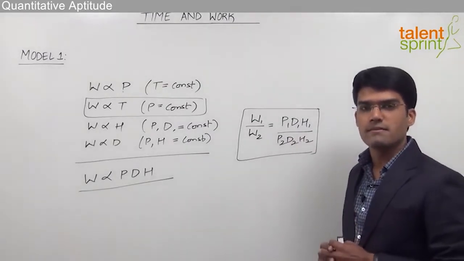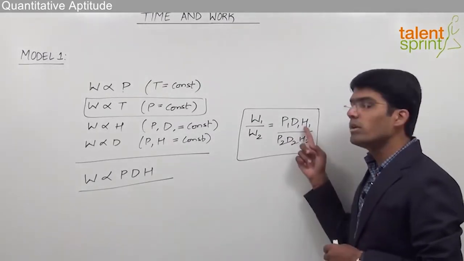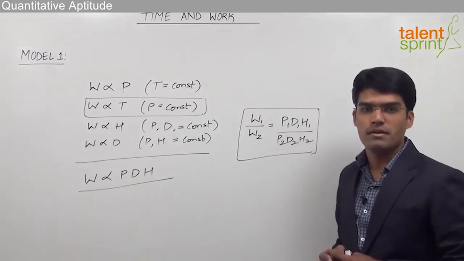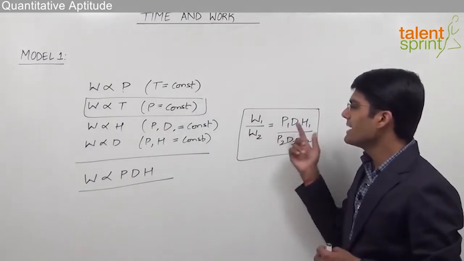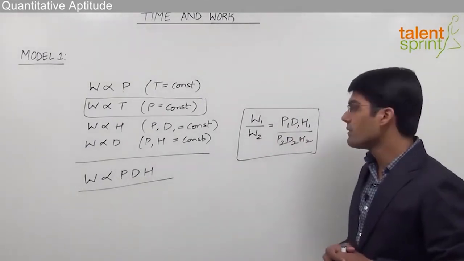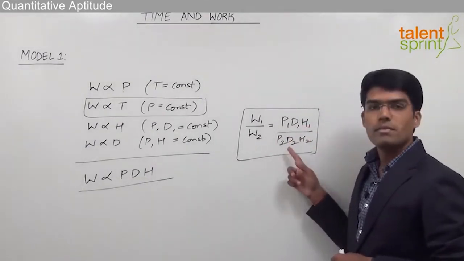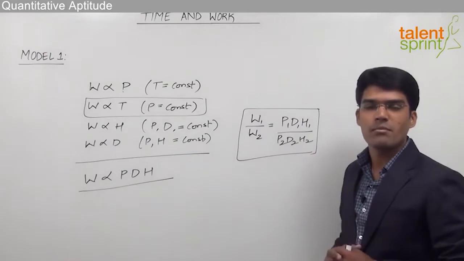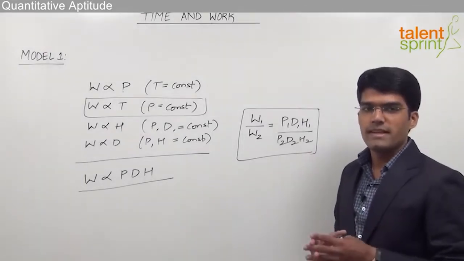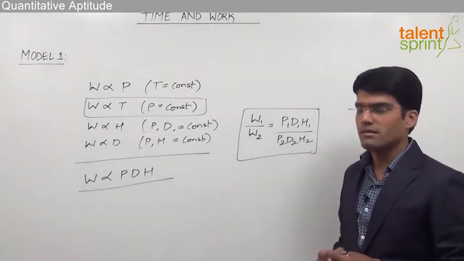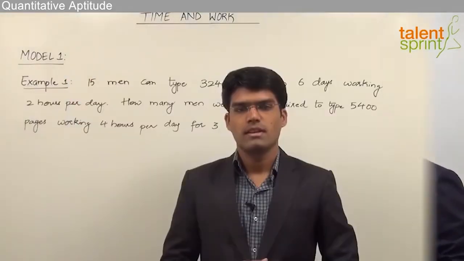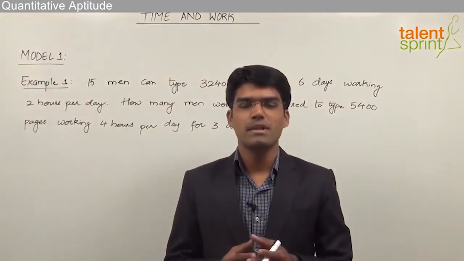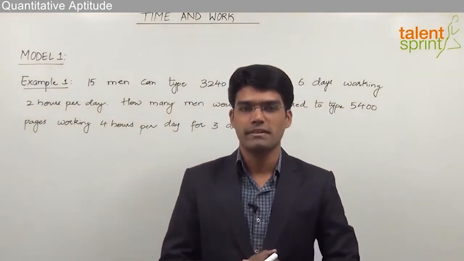Similarly, in some cases, we find that the time is given only in terms of number of hours per day, but not in terms of number of days. So there, the equation can be taken as W1 by W2 equals P1 H1 by P2 H2. That is, we neglect the number of days in that case. So friends, based on the variables given in the question, the equation here can be modified and the required answer can be obtained. Let us now discuss the first example based on model number 1 that we have just learned.